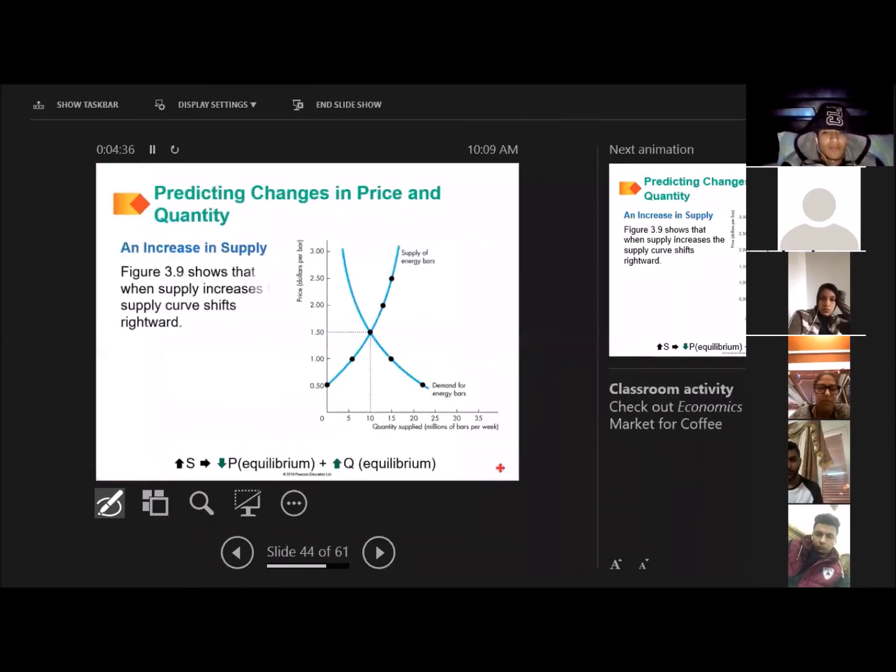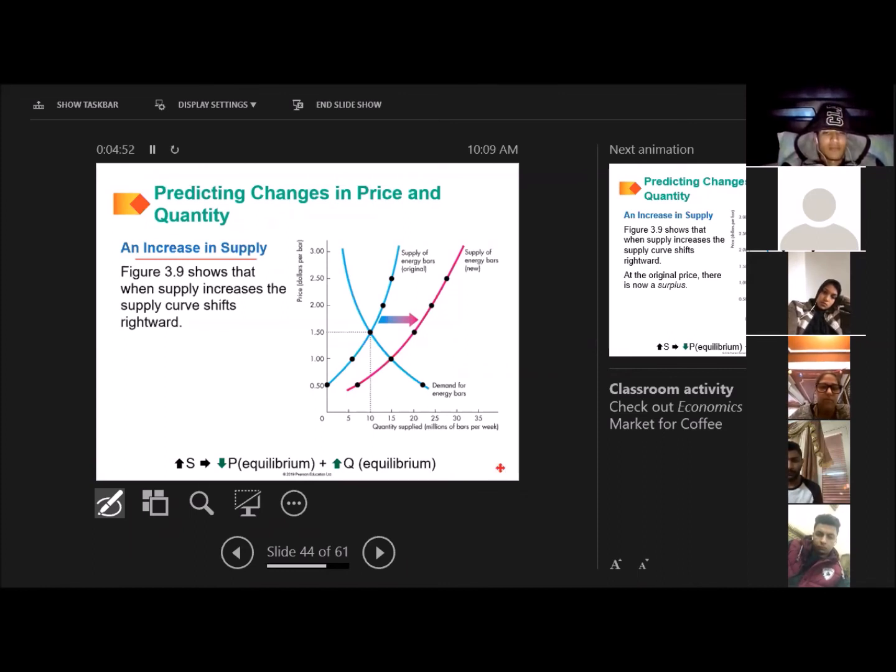So now this is the case of increased supply. The supply will increase. If the supply increases, that means the supply will shift to the right. Any increase, shift to the right. Any decrease, shift to the left.